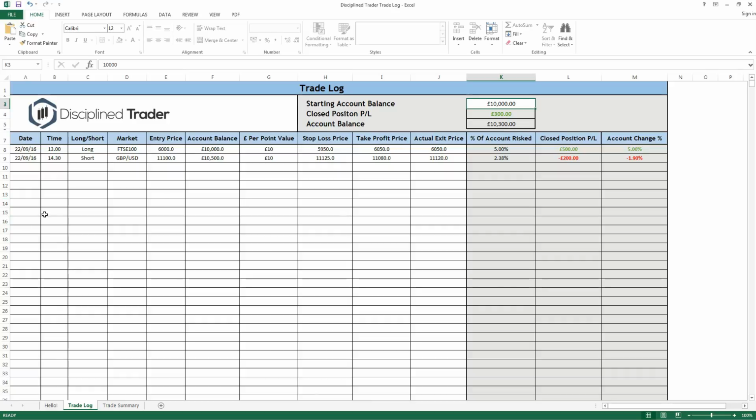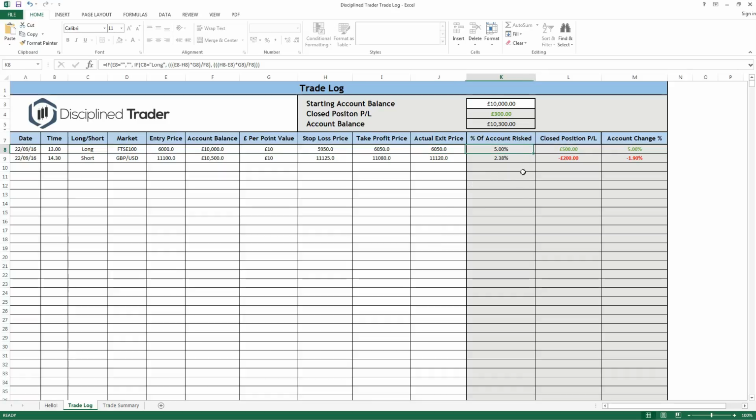Then, basically all you start doing is just filling in these rows when you take a trade. So as you can see here, this trade on the 29th of September 2016, we fill in the time, the direction, the market, the entry price, the starting balance of the account at the start of that trade, the position size, the stop loss and take profit levels, and then the actual price that you exit the trade at.